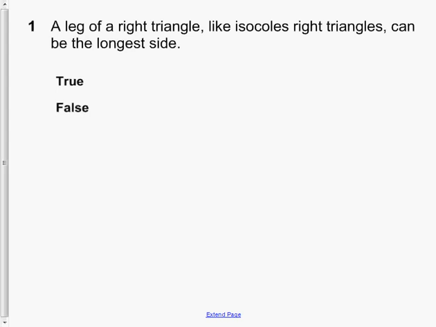So the first questions are true, false, and the first thing says a leg of a right triangle, like an isosceles right triangle, or any right triangle, can be the longest side. And we know this to be false right off the bat because legs of a right triangle are the two parts that make up, this is a leg, and this is a leg, and they are the two parts that make up the 90-degree angle.